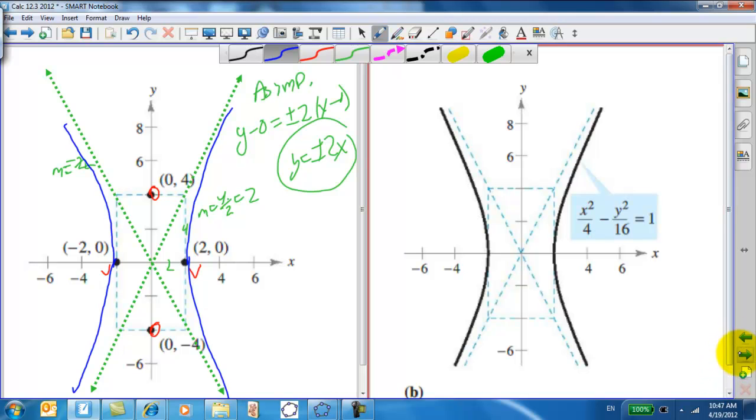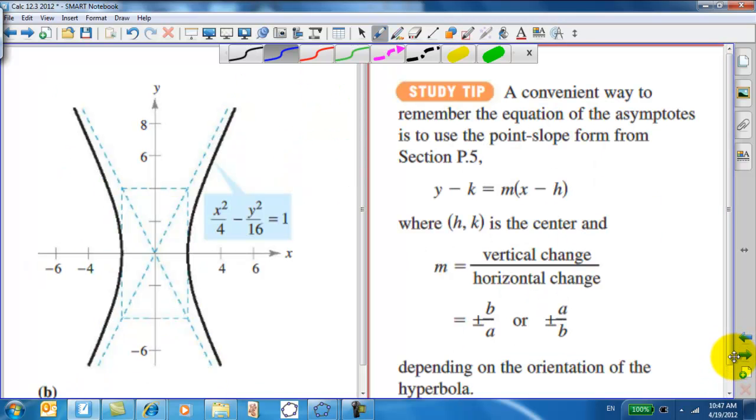And the book agrees. Now here's just a convenient way to do the asymptotes. We talked about that, the whole idea of point slope form using (h, k) in each case. And that's again what I'm saying, use just vertical change or horizontal change.